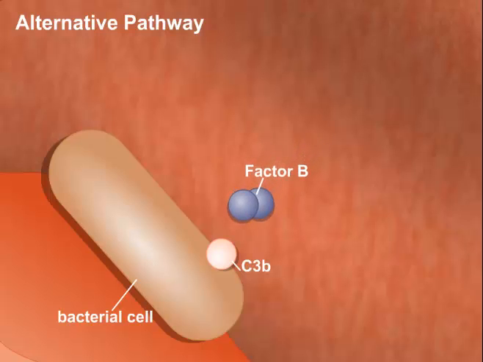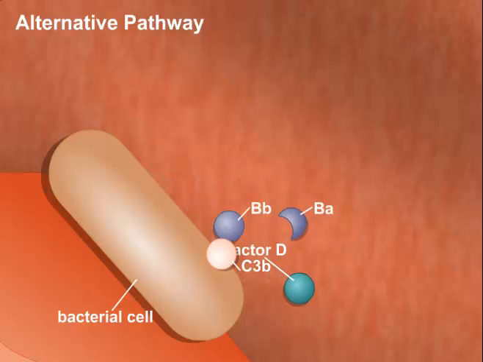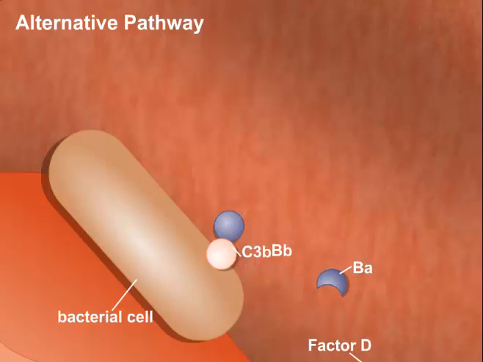Factor B, a blood protein, attaches to C3b and is cleaved into 2 fragments, Ba and Bb, by factor D, forming C3bBb, analogous to C4b2b. Both structures, C4b2b and C3bBb, are called C3 convertase.